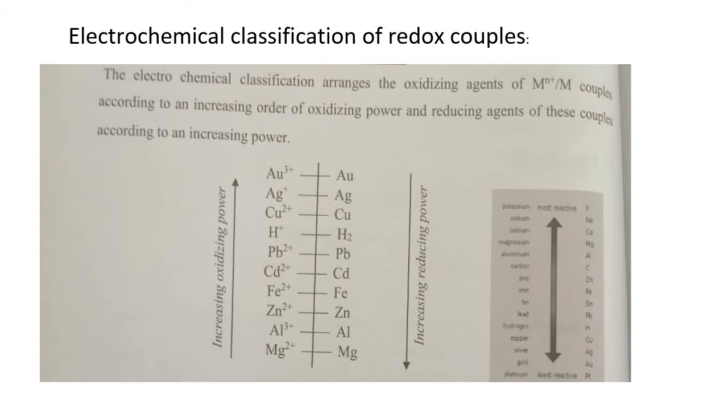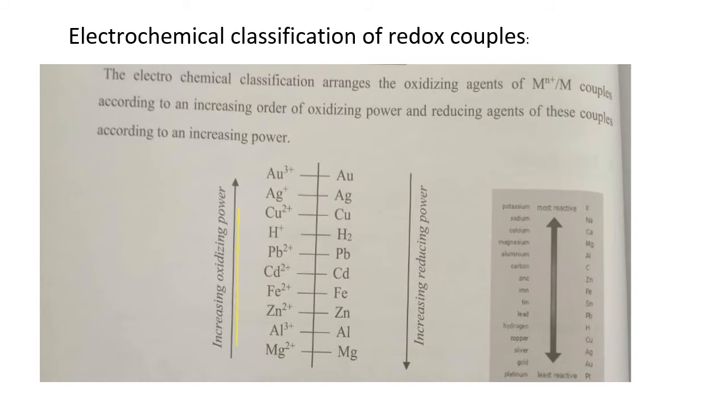If we move from below to above, by this arrow, we have increasing oxidizing power. It means as I move from Mg2+ to Au3+, the oxidizing power increases. It means that Au3+ has the highest oxidizing power, the highest ability to oxidize other agents. Okay, Au3+ has the highest oxidizing power.